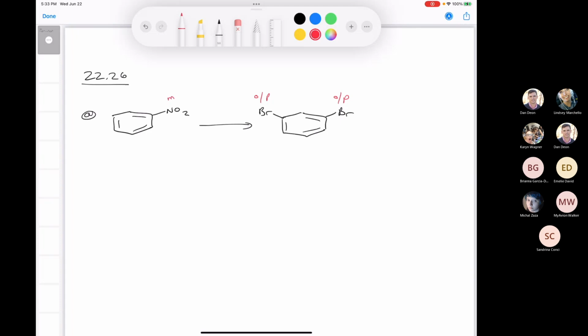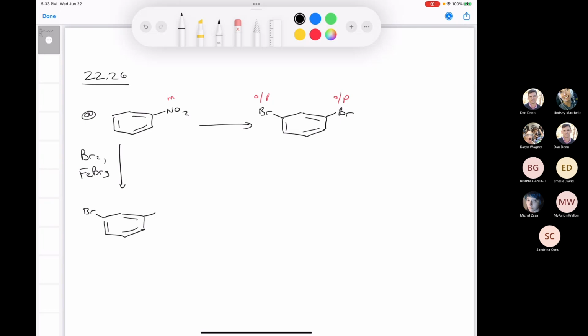However, we have a meta director here, so we could add a bromine to nitrobenzene, and that would go into the meta position, right? We could just take that and treat it with bromine, Br2, and iron(III) bromide, and that would put a bromine in the right position, right? We could put a bromine here.